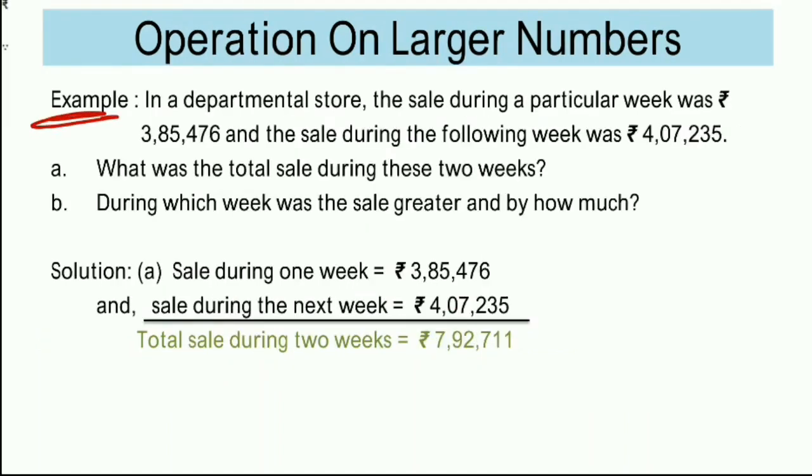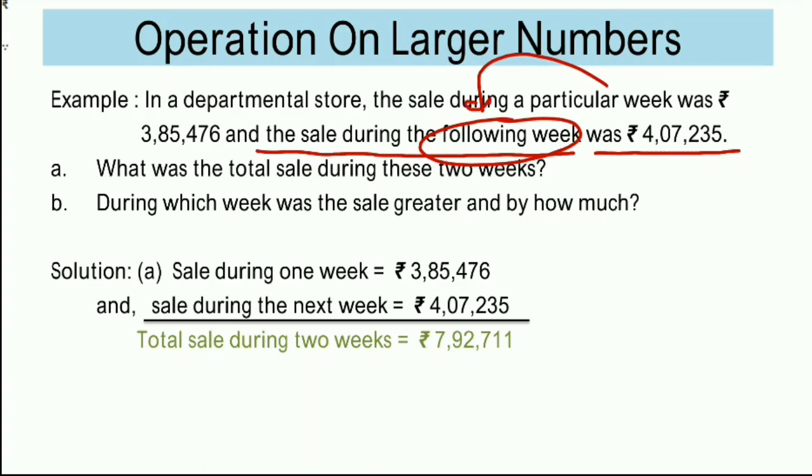Now the next example: in a departmental store, the sale during a particular week was rupees 3,85,476. It means in any week, the sale in a departmental store was this much amount. The rupees symbol should be placed here. And the sale during the following week was 4,07,235. Here the following week means the next week of that particular week.